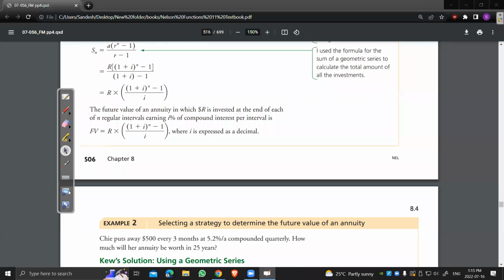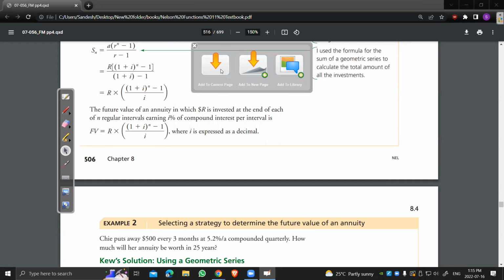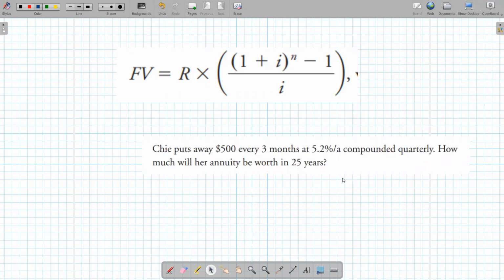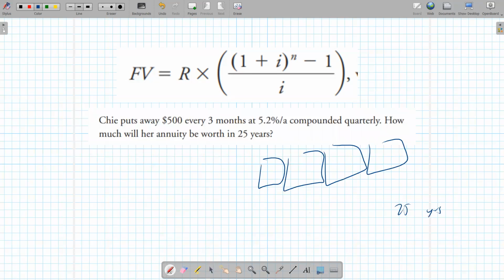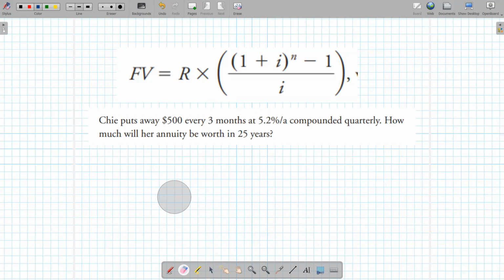Let's look at an example question. This person puts away $500 every 3 months, and this is the interest rate compounded quarterly. How much would her annuity be worth in 25 years? So this person's putting 500 every 3 months, and we want to know after 25 years the total amount in the bank. So tell me what we know. There's again 5 things.